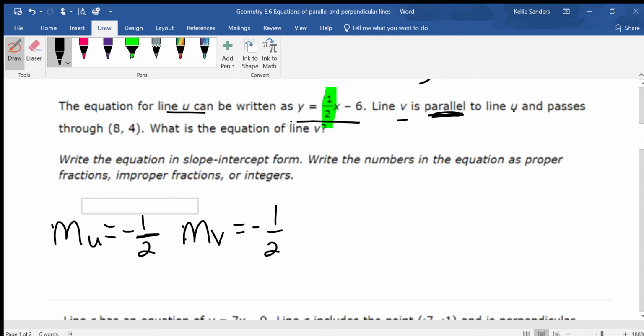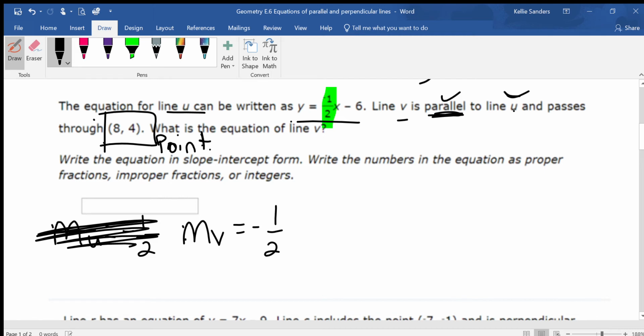-1/2. Now, like I said, I've done these forever. Once you find the slope of the line that you're looking for, do not worry about that anymore. It just so happened that that's what we're using because it's parallel. But our other information, line V is parallel to line U. Okay, check. And passes through the, what? What is this? This is a point.